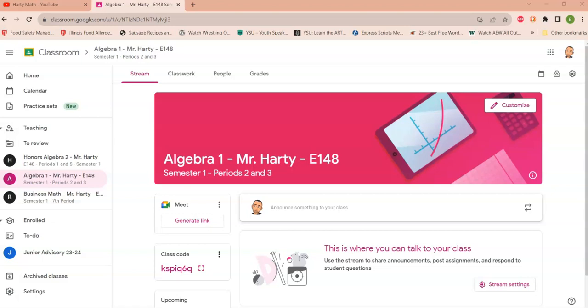I like to do this at the beginning of the year for my students in any of my classes. And as you can see over here to the left, I have three different classes I'm teaching this year: Honors Algebra 2, Algebra 1, and Business Math. But how I teach students to use tools that they're going to have available to them is going to be the same for all. So I decided this year I was going to use Algebra 1 as my example group here. This is my Google Classroom.